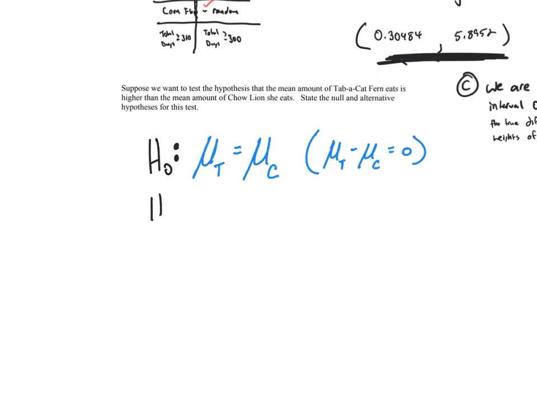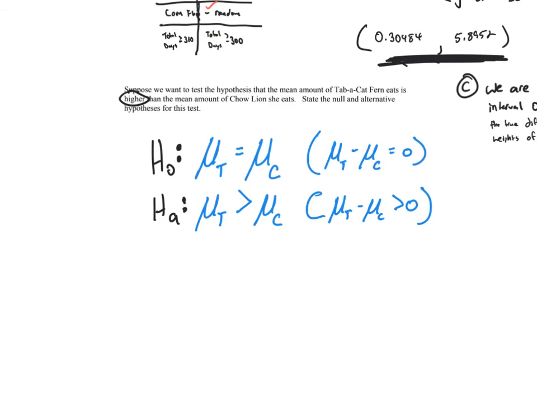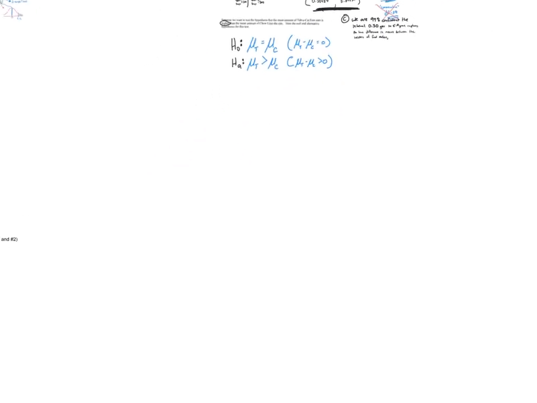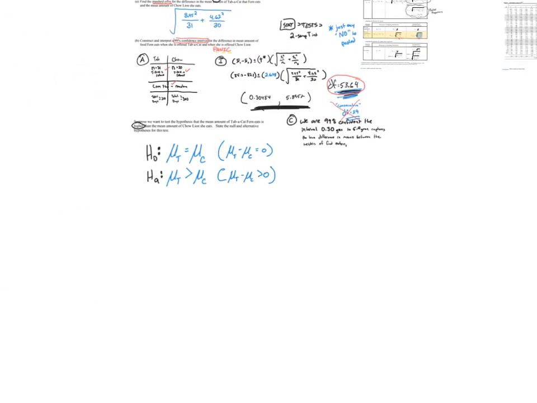Okay, and then the alternative hypothesis. We want to test the hypothesis that the mean Tabbycat eats is higher. So Tabbycat is greater than Chow Lion. Tabbycat minus Chow Lion is greater than 0, right? It gives us a positive value. So that would be it. That would be the null hypothesis if we wanted to use it.